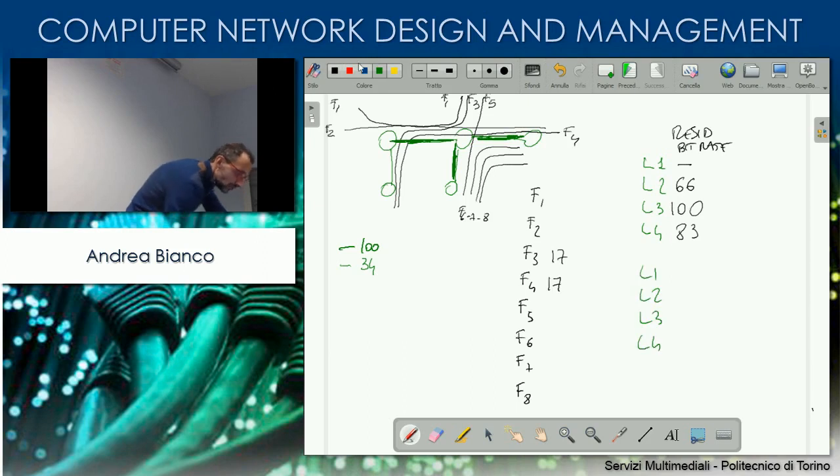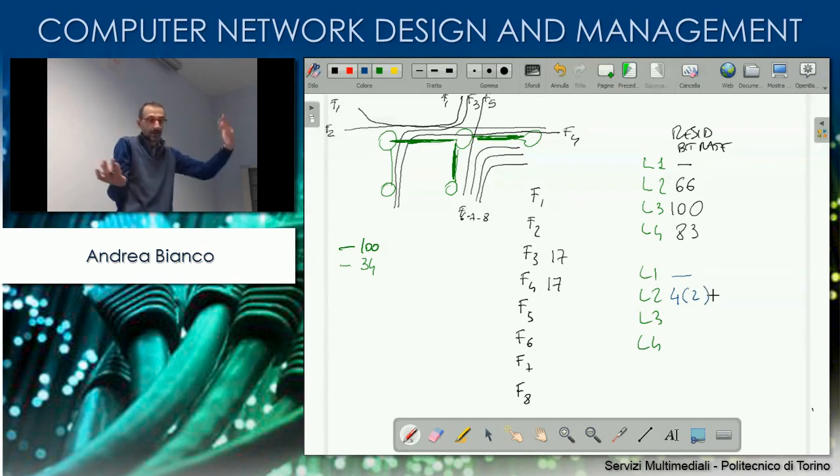Allora, link 1 is set up, it doesn't matter. Link 2 has 4 flows, 2 of them are already fixed. So we have 2 flows that can increase their rate only. The other ones cannot. On link 3, we have 4 flows, all of them can increase. And on link 4, we have 5, but only 4 of them.